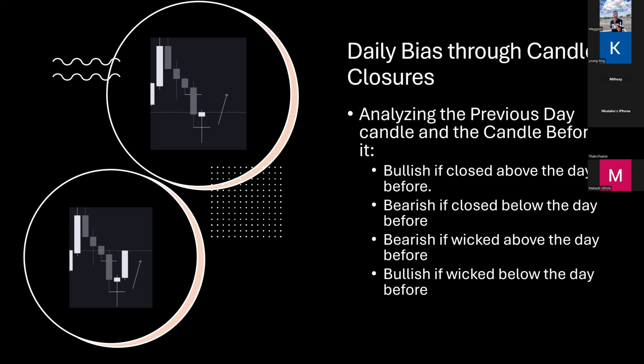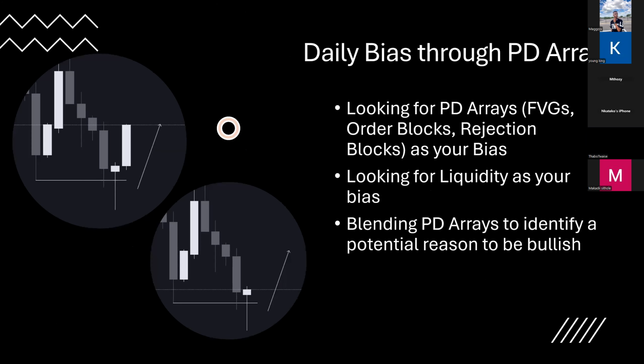And we will be bullish if we wick below the day before. Now, in this example right here, you can see that yesterday's candle wicked below the day before. So today I would be anticipating bullish price action. And as you can see on the other image, the day was bullish. And if you can notice, this is the exact same price action from the other example.